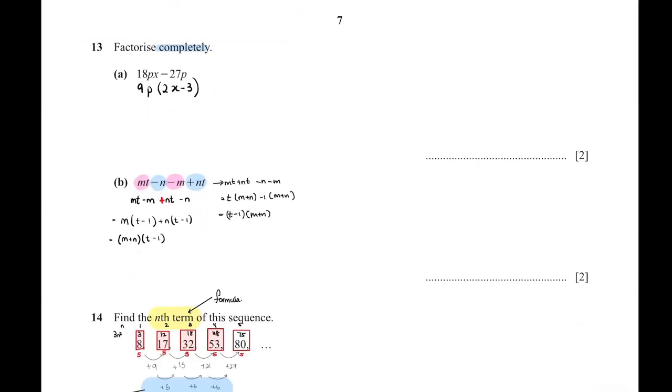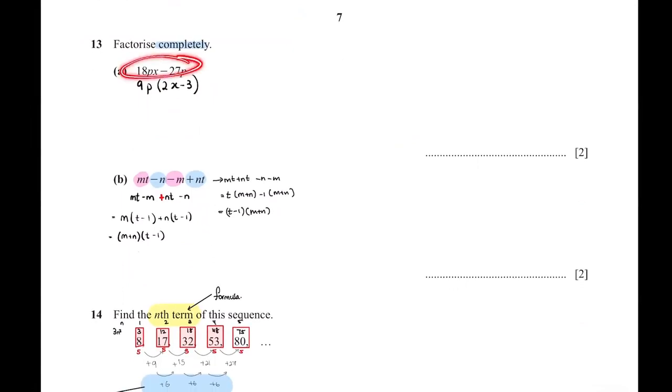Okay, factorization shouldn't be that difficult. Look at this one here. The common factor is 9. So I take out 9 from each. 18px divided by 9 becomes 2. And then I take out the p, divided by 9p becomes 2x. 27p divided by 9p becomes 3. Negative stays where it is.